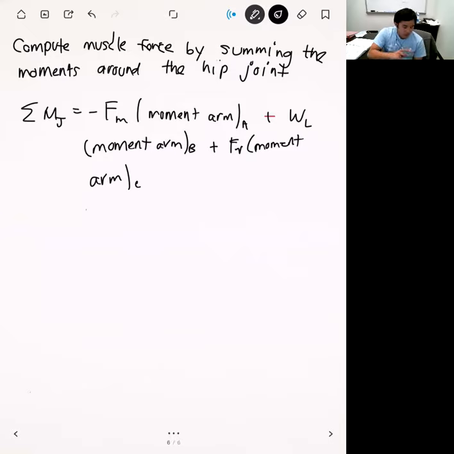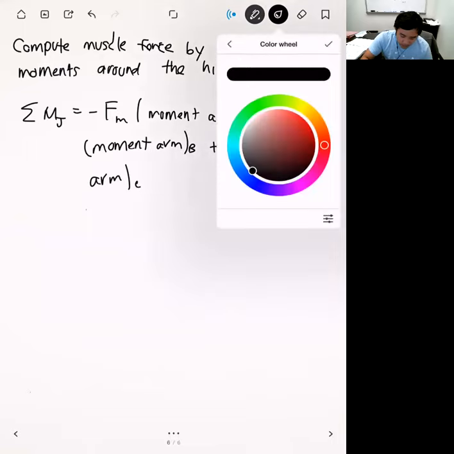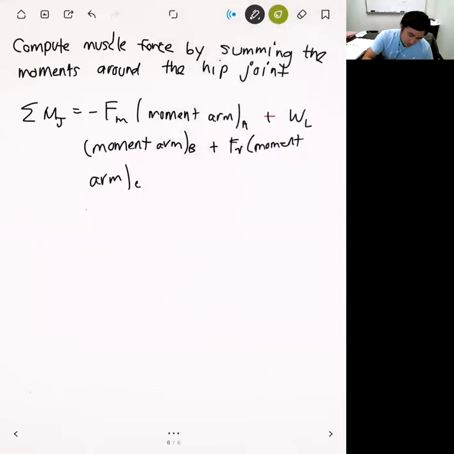I think this is going to be a process that trips people up. Let me start with, well, let's start first of all with Fm, because this one's pretty easy. For Fm, we're going to look at the Fm vector, and we see that it's attaching at an angle of theta m.